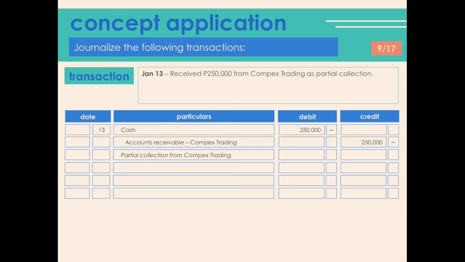January 13. Received 250,000 pesos from Compex Trading as partial collection. Here we simply debit cash for the collection and credit accounts receivable, both for 250,000 pesos. Since this is only a partial collection, we don't have to check for discounts.